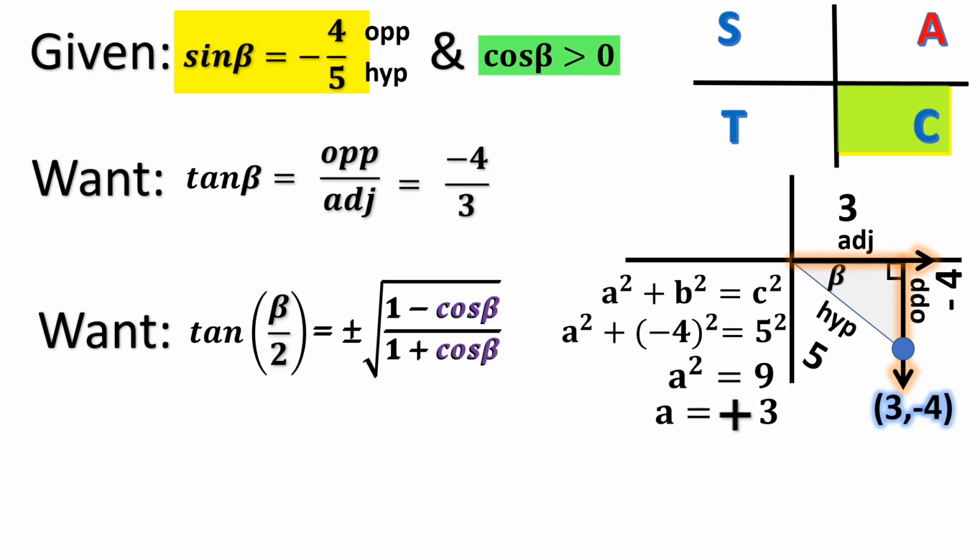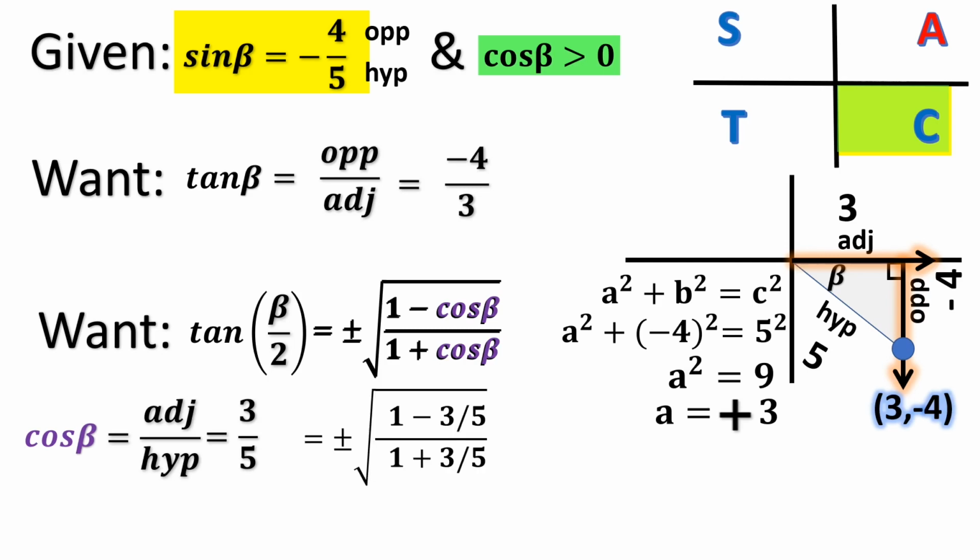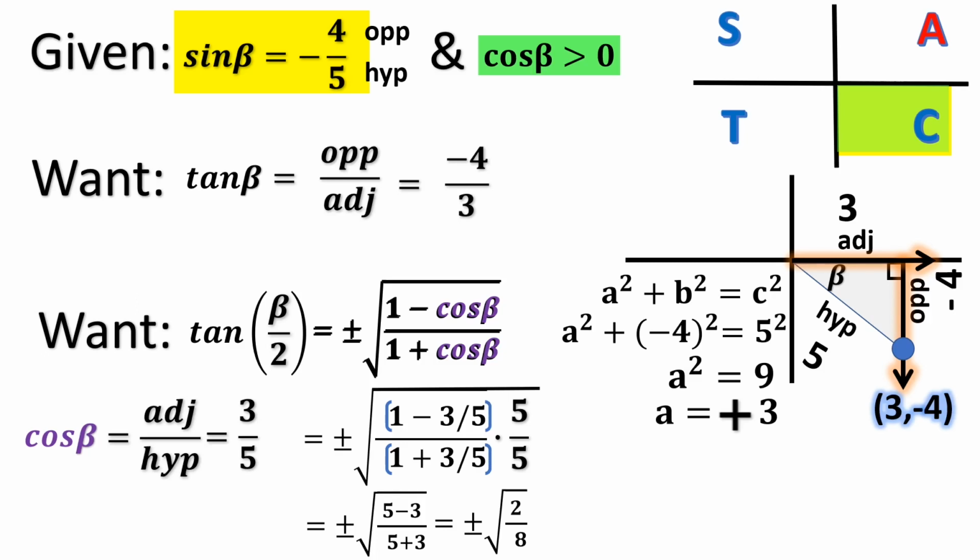Using the CH in SOH CAH TOA, we know that the answer to the cosine of beta is adjacent over hypotenuse. In the right triangle, the adjacent is 3 and the hypotenuse is 5. Substituting 3/5 for cosine of beta, I get a fraction within a fraction. To get rid of the fraction within the fraction, multiply the numerator and denominator by 5. When you distribute 5 through the numerator and denominator, the fractions are gone. Then you simplify the numerator and denominator. Simplify the fraction 2/8.